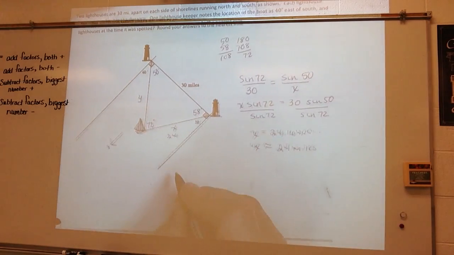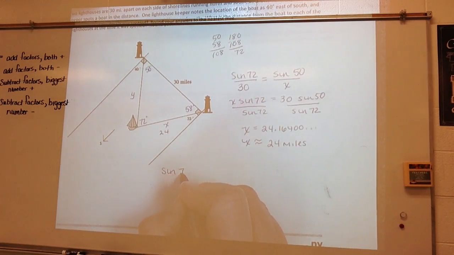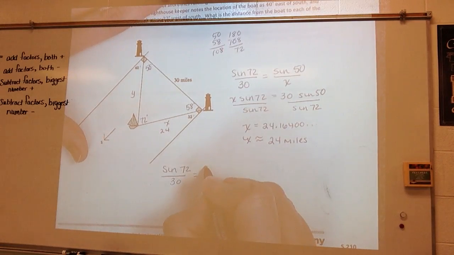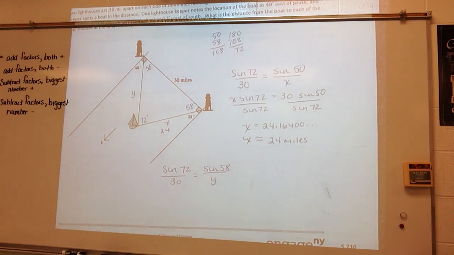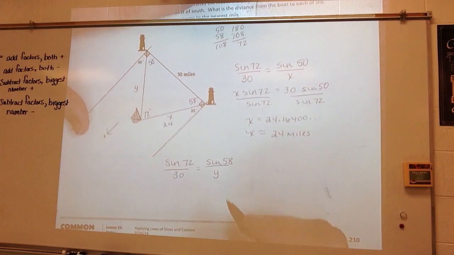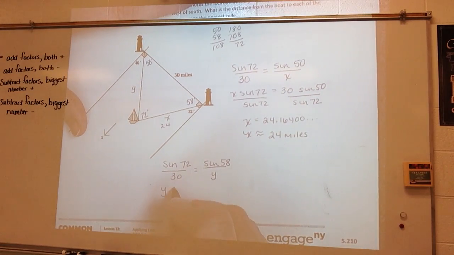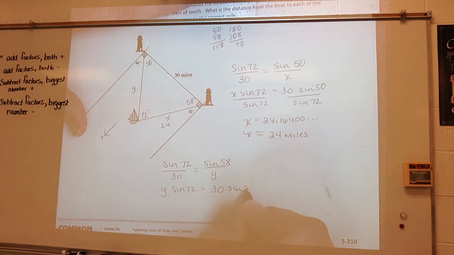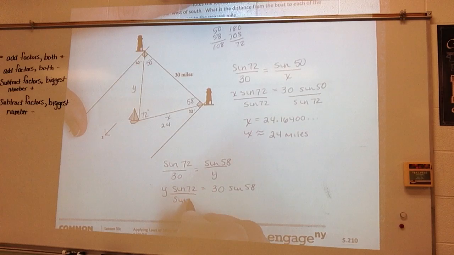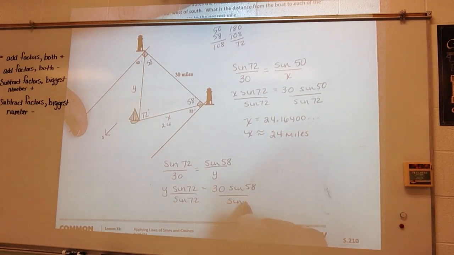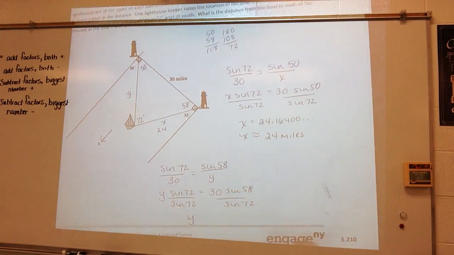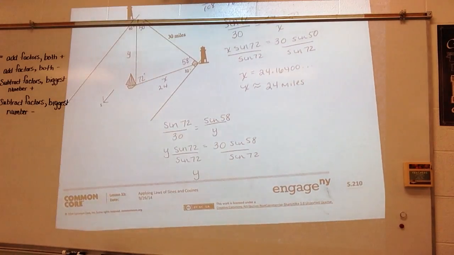Alright, so we're going to do the sine of 72 over 30 is equal to the sine of 58 over y. Alright, so multiply, I get y sine of 72 is equal to 30 sine of 58. Divide everything by the sine of 72. So I get y is equal to, let me enter it into the calculator.